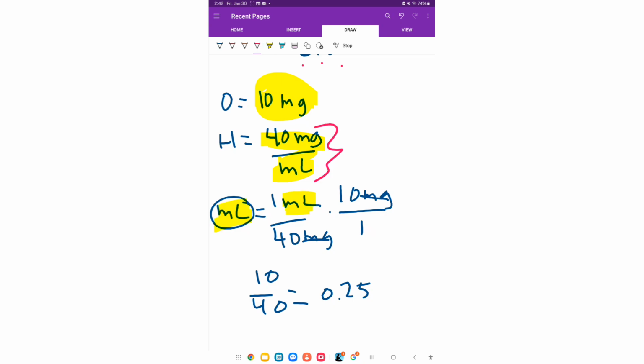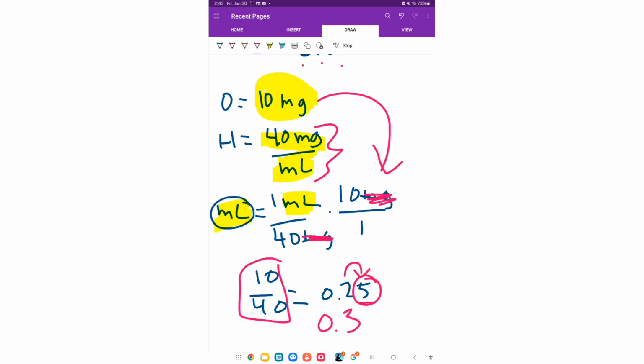I'm simply just going to write the ratio right here, and I have milligrams down here that I want to cross cancel. So I'll bring what we have ordered down here to cross cancel. This is what we end with here. When we divide it, we get 0.25. But remember, we're rounding to the nearest tenths. So we have a 5, which means the answer is 0.3 milliliters.